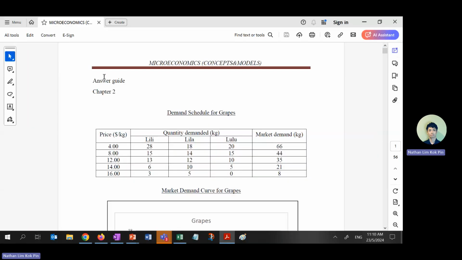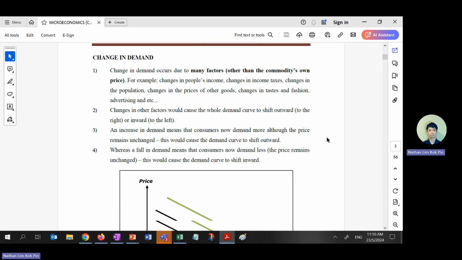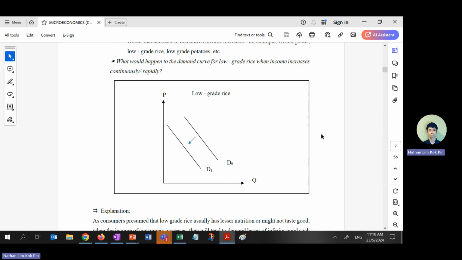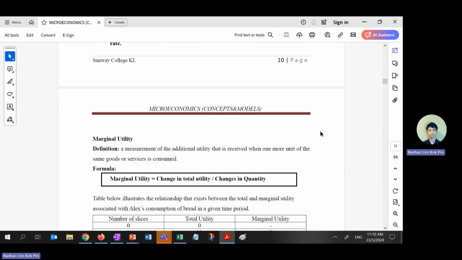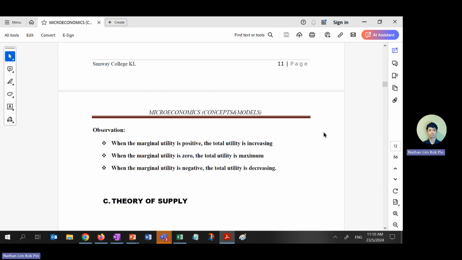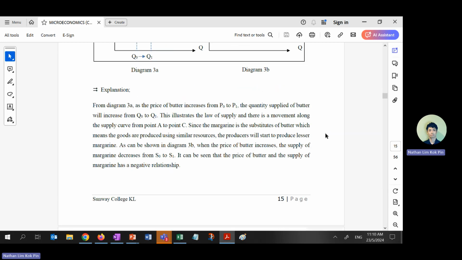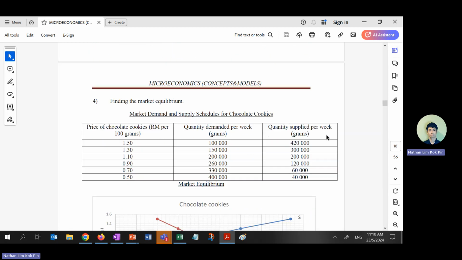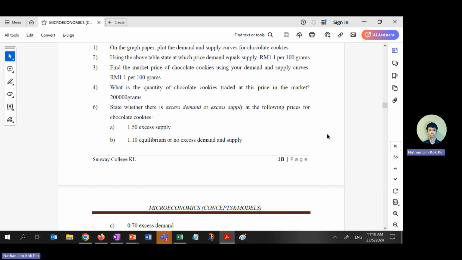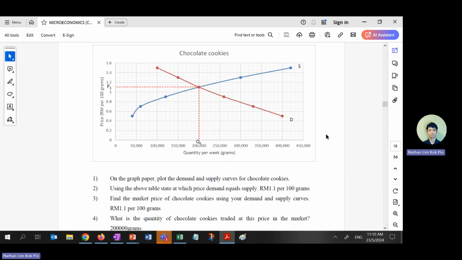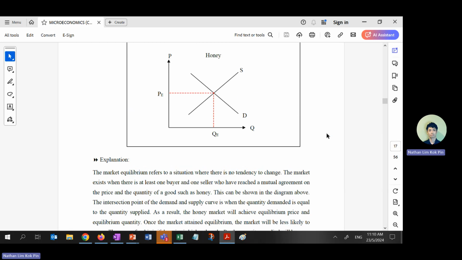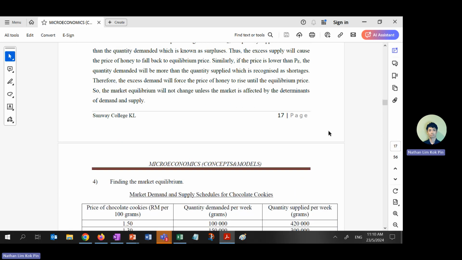Okay, let's move on to the answer guide for chapter 2. I want to finish it off for some of you in the elasticity. So easy also, you all have so many careless mistakes. Right. Okay, first of all, markets.